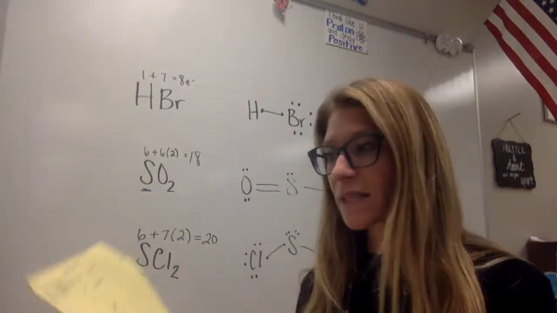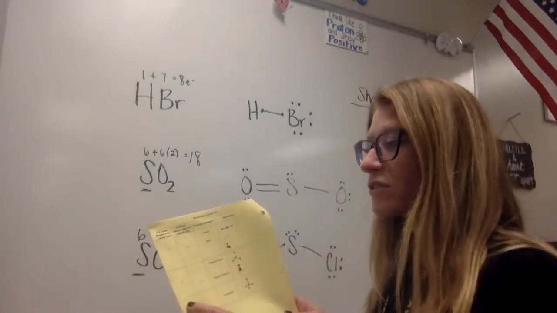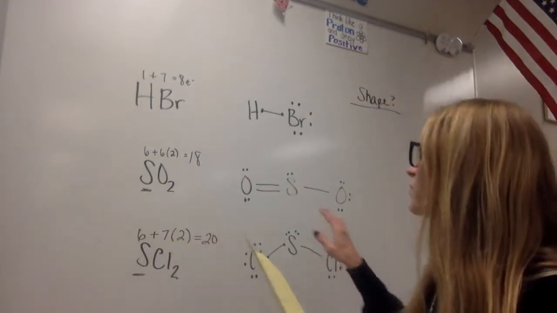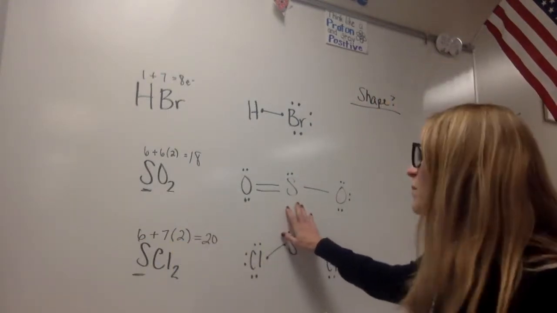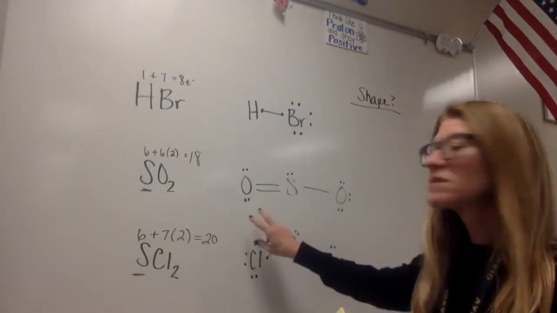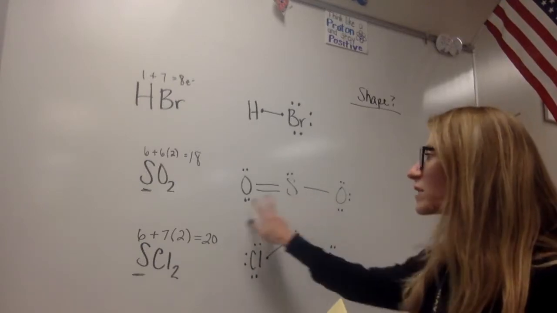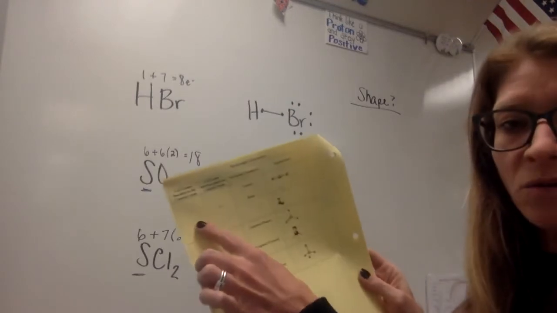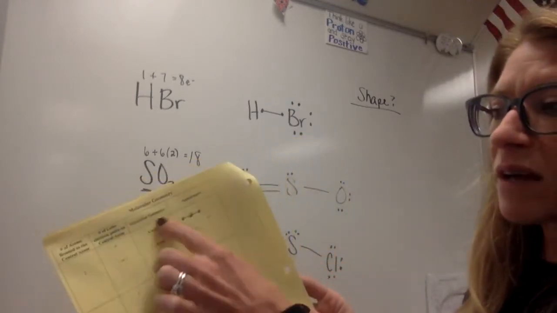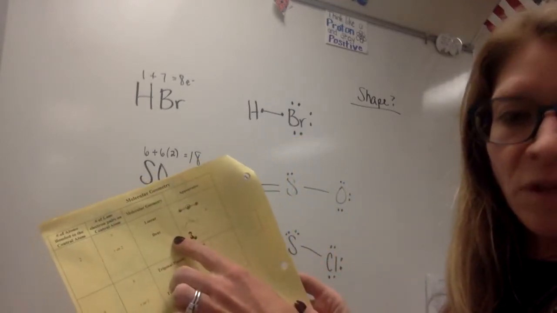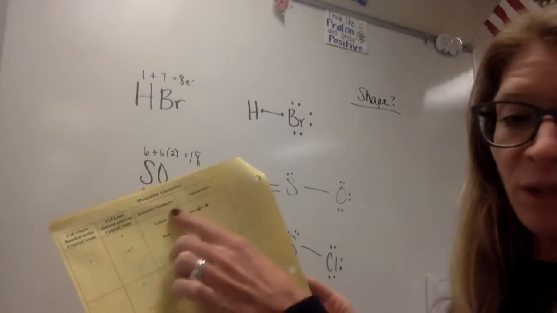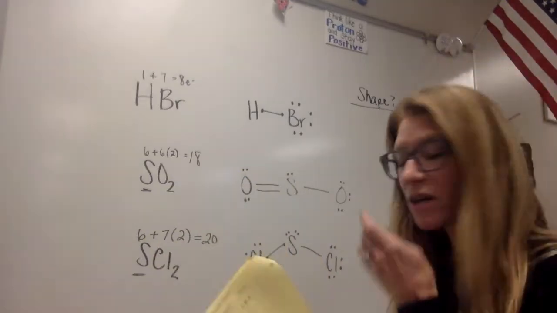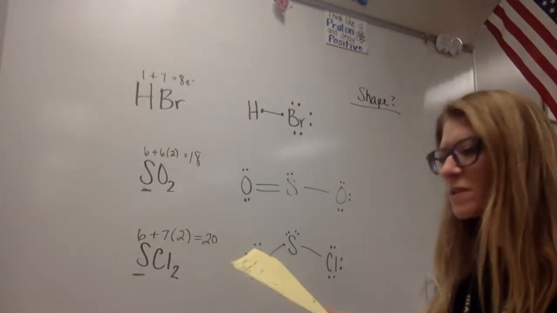So the first column is number of atoms bonded to the central atom. So for example, in this SO2 example, sulfur is our central atom. So this molecule would have 2 atoms bonded to the central atom. Once we figure out how many atoms are bonded to the central atom, then that eliminates several of the shapes. So that one is either going to be linear or bent. And we'll go through an example of each so you can see all the different shapes.